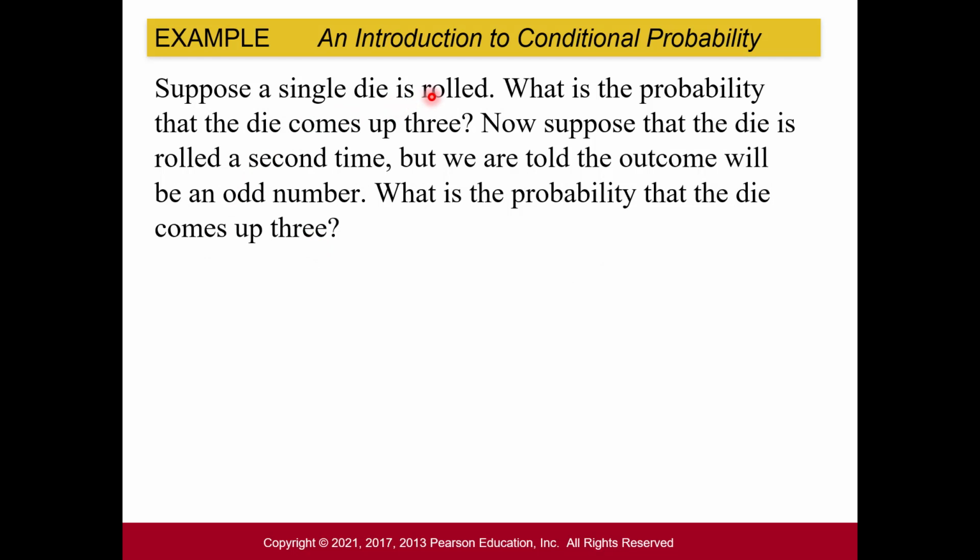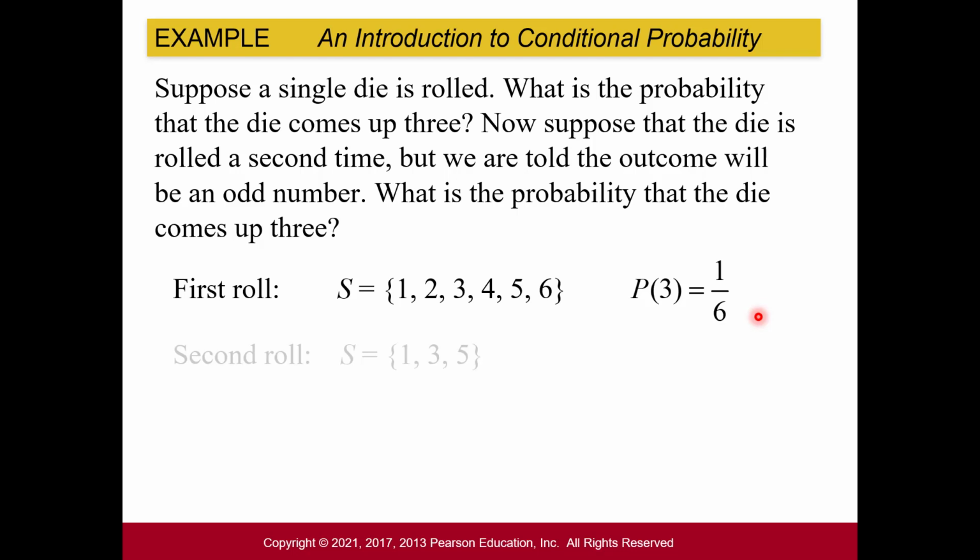Suppose a single die is rolled. What is the probability that the die comes up 3? So let's suppose that the die is rolled a second time, but we're told the outcome will be an odd number. What's the probability that the die will come up 3? So the first roll can be anything 1 through 6, because those are the 6 sides to the die. And so the probability of rolling a 3 is just 1 out of 6, or 1/6. The second roll, knowing that it's going to be odd, then our options are rolling a 1, 3, or 5.